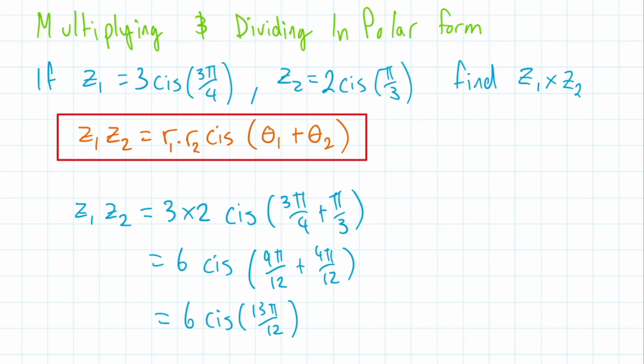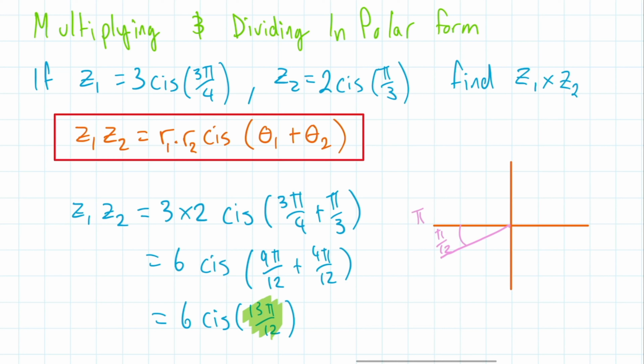Now, one thing we might notice is that this angle here is greater than positive pi, so we do need to convert this into the principal argument form, which is expressing my angle between negative pi and pi. Well, sometimes it can make things a little easier if we just do a quick sketch off to the side to figure out what quadrant this angle lands in. 13 pi on 12 is going to be somewhere around here, where this here is going to be pi on 12, and this here is pi. So 12 pi on 12 is going to be pi, 13 pi on 12 is pi on 12 past 180 or past pi, which is going to put it somewhere around here.